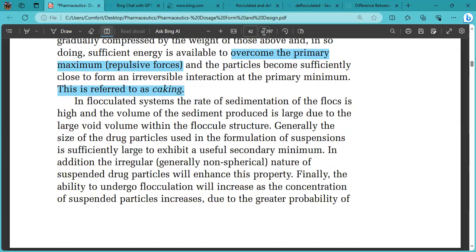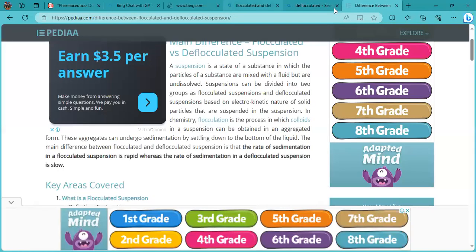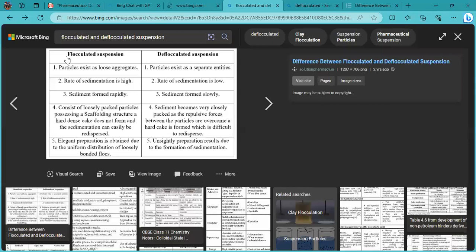So this is mostly seen in the deflocculated suspensions. This table gives a brief overview of the differences between the flocculated suspension and the deflocculated suspension.